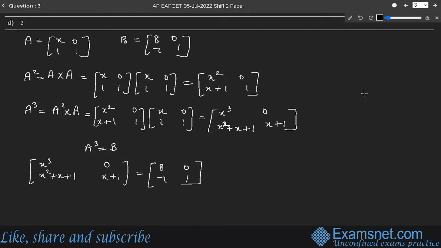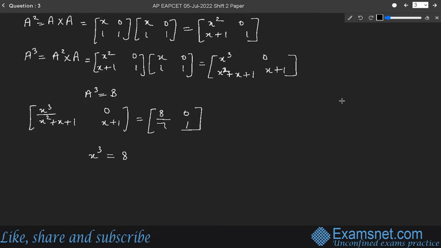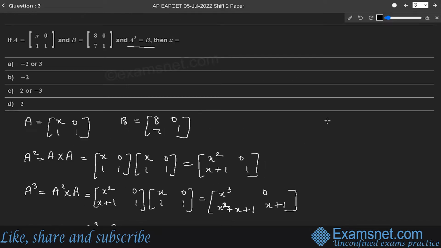Now comparing the first term, which is x cube here and 8 here, we can say that x cube is equal to 8. So from here we can easily calculate the value for x. X cube will be 2 cube, so x will be equals to 2. Therefore we can say that the value of x here is 2. So option number D is the correct option for this question.